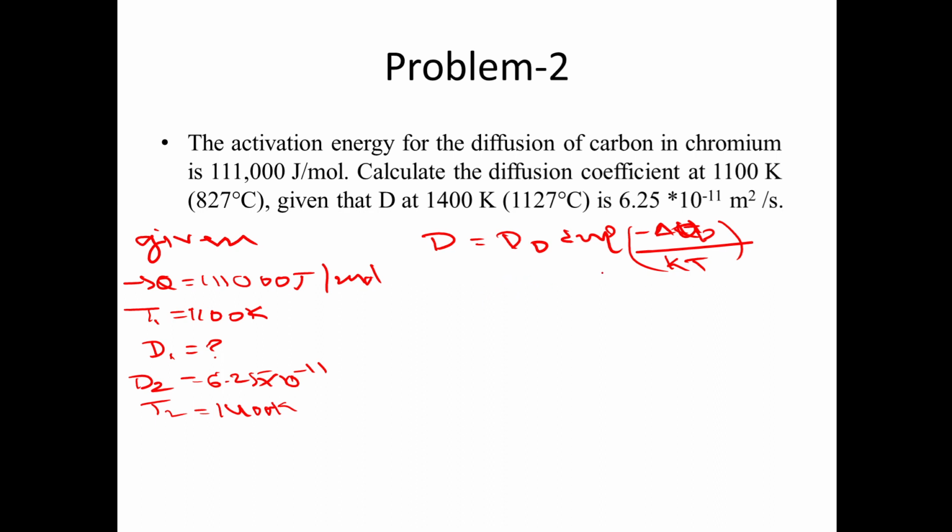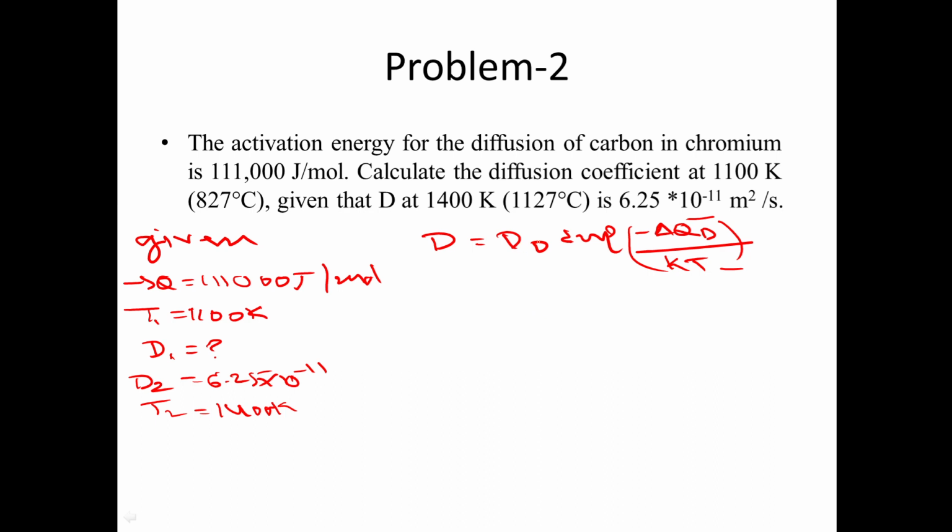For this equation, to determine the D value at 1100, what are the things he has given? First I will write clearly. This is QD. Okay, so what are the things he has given? First, QD, he has given QD, yes. Temperature he has given, yes. D naught he has not given, and D we need to calculate.